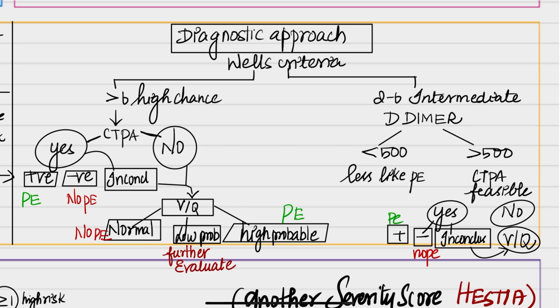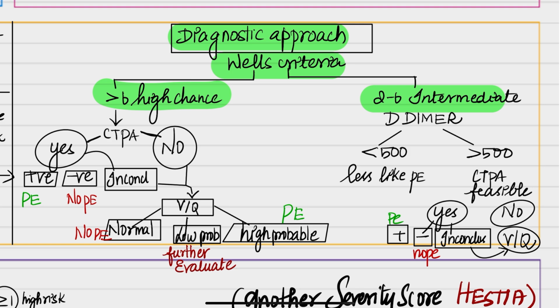So this was the previous guidelines' diagnostic approach, where Wells criteria was used. Even now Wells criteria is preferred. Here they took more than 6 as high chance, 2 to 6 as intermediate chance, and less than 2 you need no screening in them. But now we are not leaving those with less than 2 either; we are using PERC to rule out pulmonary embolism. But if there's more than 6, directly we will go to CTPA.